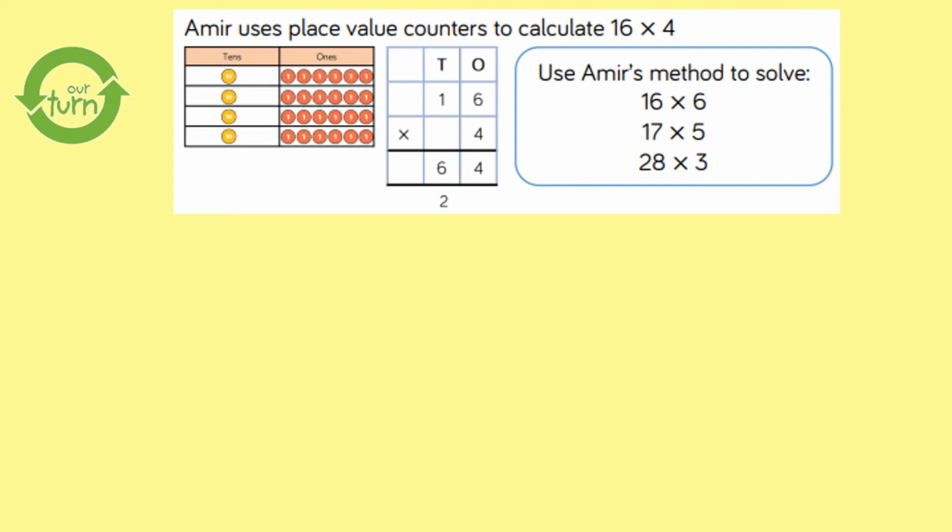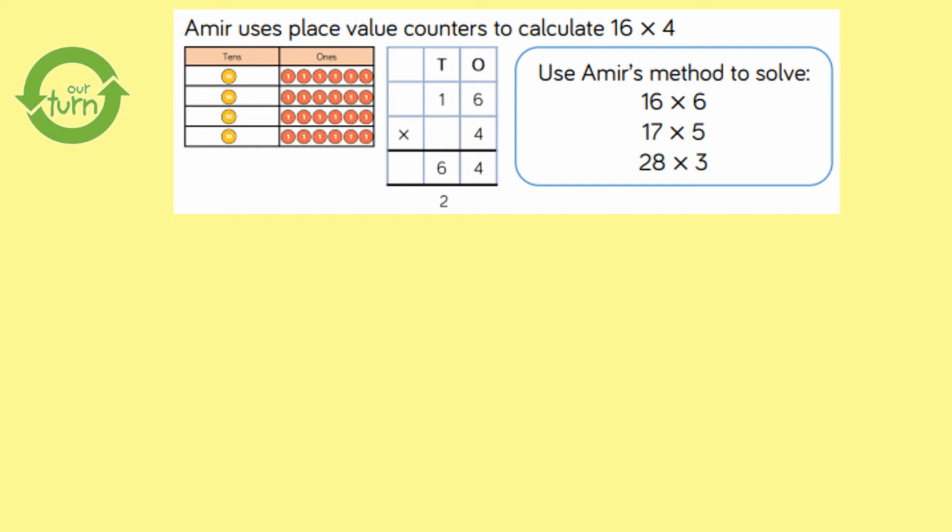So what Amir has done in his written method is he's written 16 and then he's written times 4 underneath. He has done 6 times 4, and you might know that is 24. So he has written the 24 diagonally with the 2, or the 20, in the tens column and the 4 in the ones column. And then he's done 1 times 4, because it's 1 ten times 4. So that will be 4.